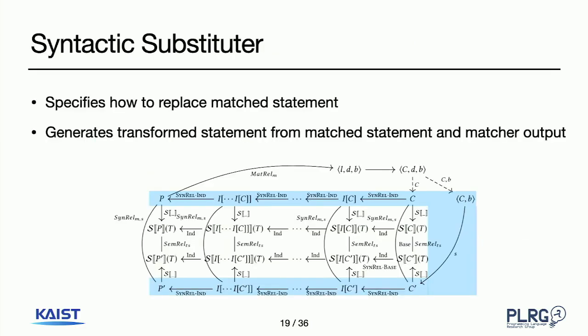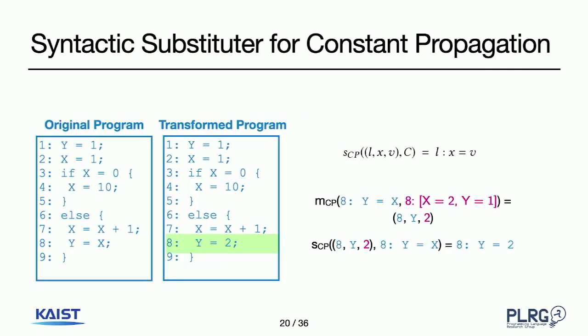After the matcher matches the target component, the syntactic substitutor specifies how to replace the matched statement. It generates the transformed statement from the matched statement and the matcher output. For our example, the syntactic substitutor uses the matcher output to produce an assignment statement of a constant expression. So in this case, the matcher matches label A and produces Y assigned to 2. Note that the original program and transformed program differ only in the matched part, and other parts remain the same.